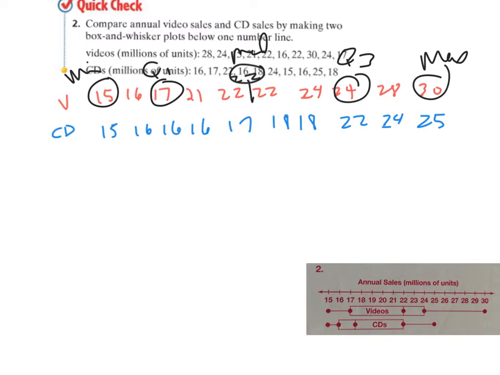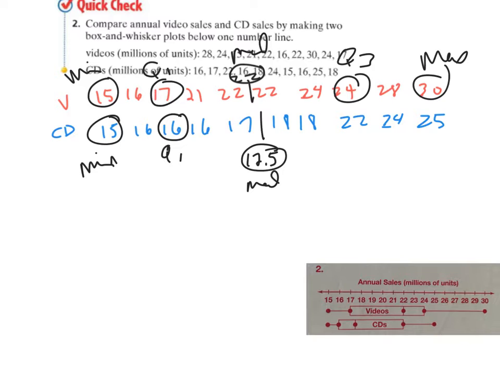Bottom set. Again, there's 10 items, so the median falls between these two. So you add 17 and 18 together, divide by 2, and you get 17.5. So it's not actually on the list, right? So there's our median. And let's see here. So the bottom half, this middle 16 is technically quartile 1. There's the minimum.